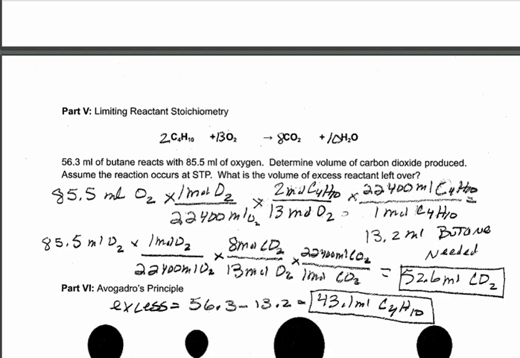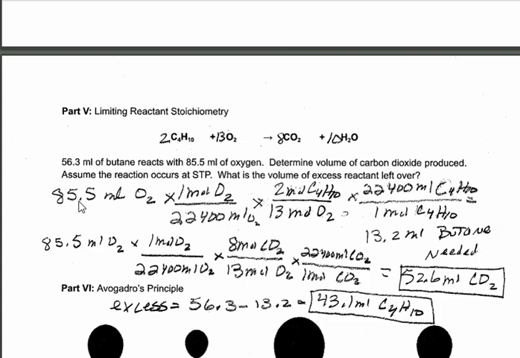Now limiting reactant stoichiometry is next. We're going to just do volume to volume this time. We have 56.3 milliliters of butane reacts with 85.5 milliliters of oxygen. I strongly suspect oxygen being the limiter because we need 13 amounts of oxygen for 2 of this. And I can see that that's not true there. We don't have that much.